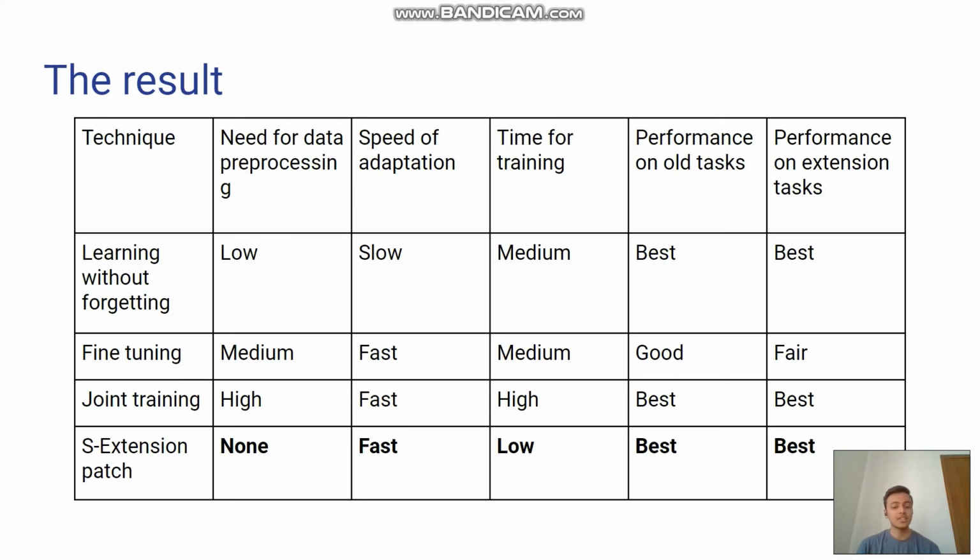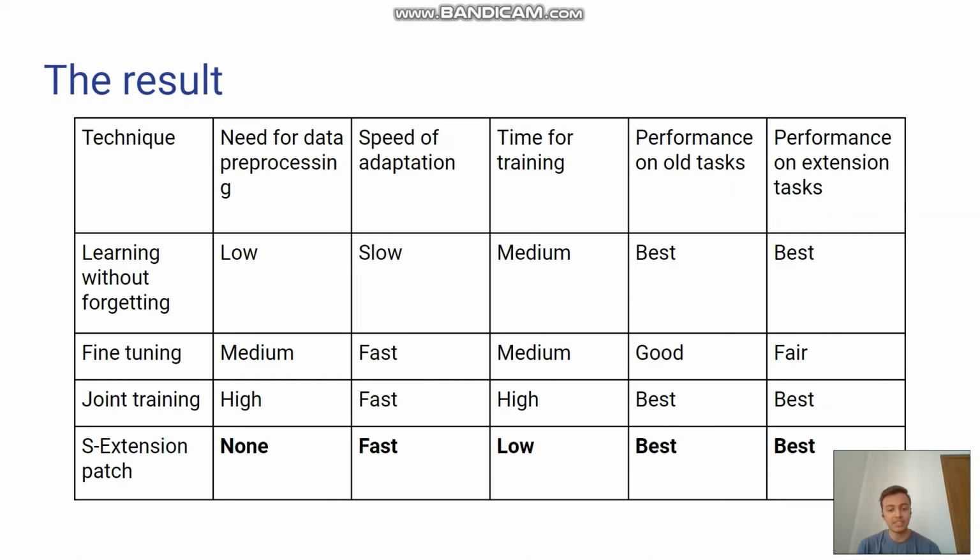The results can be compared in 5 categories, as defined by the authors of the original learning without forgetting technique. First, the need for preprocessing, basically annotations. As our technique only requires training a classifier, it has no need for any such preprocessing. The 3 techniques, learning without forgetting, fine-tuning, as well as joint training, have low, medium, and high need for data preprocessing, respectively.